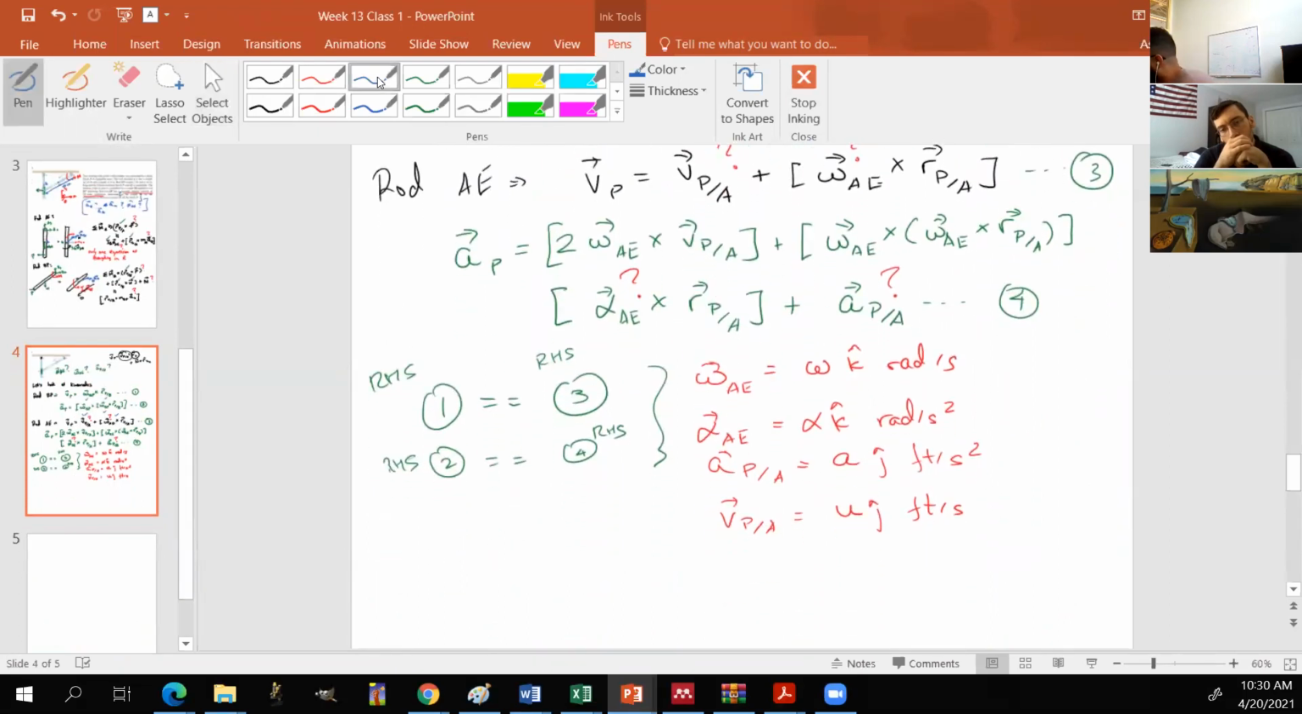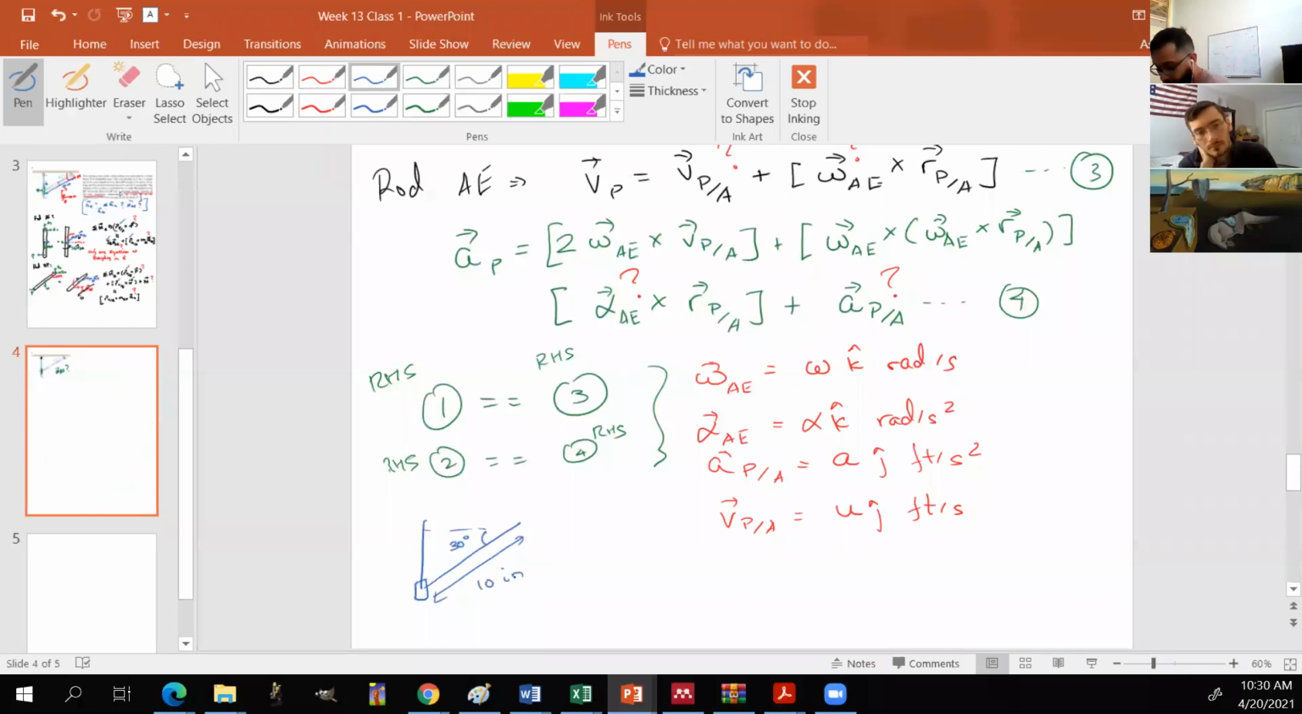So that's all the information that we need. What I mean by that is, that is equal to 30 degrees like that. And I know that this length here is equal to 10 inches. Why am I doing this? So I can write out these position vectors for you guys. So we have R of P relative to, this is P, B, and A.